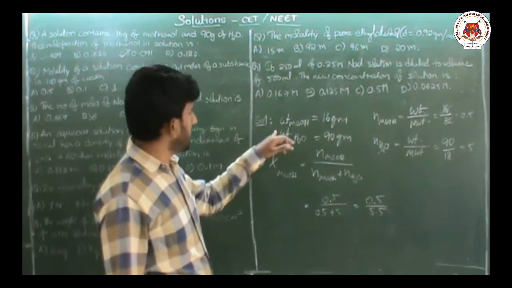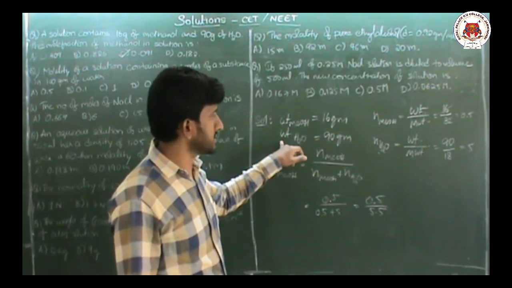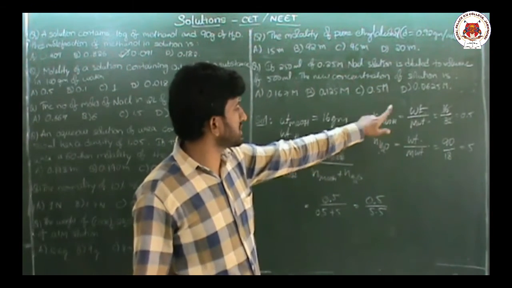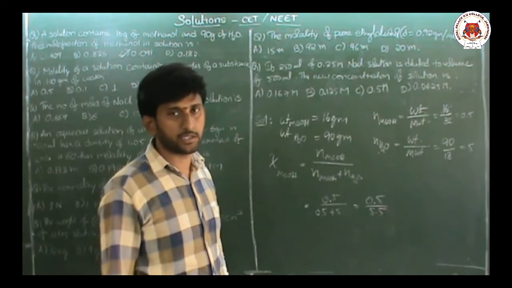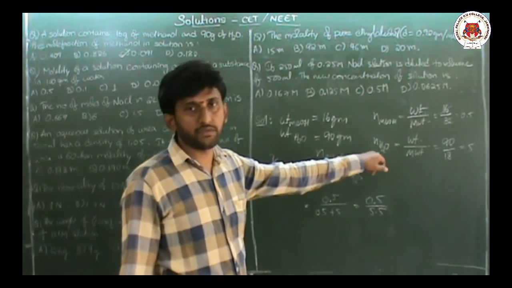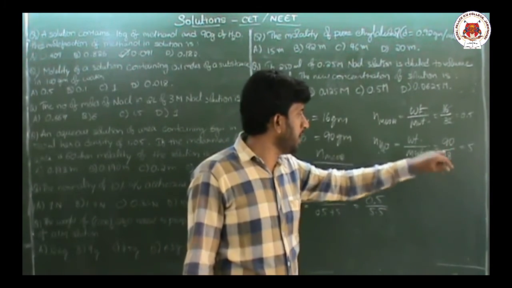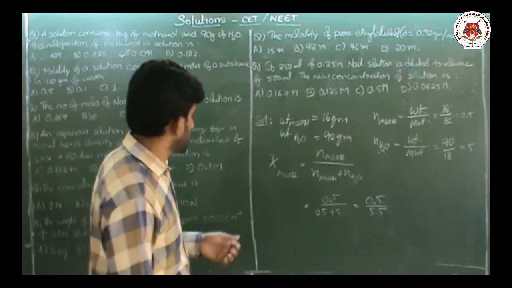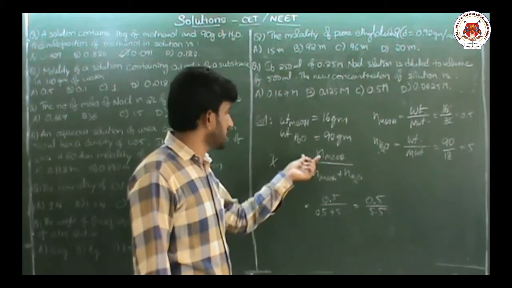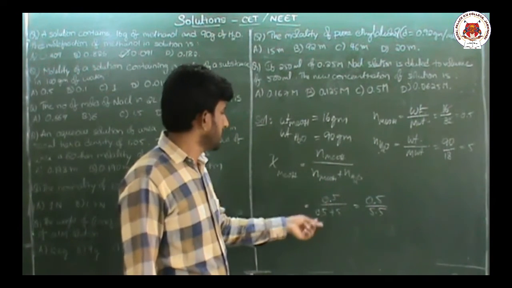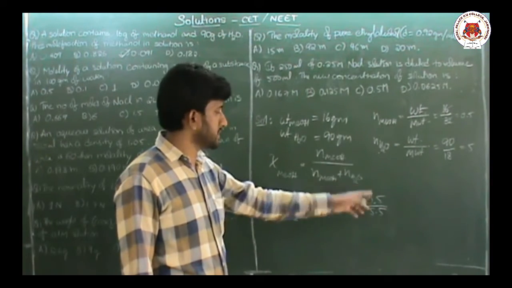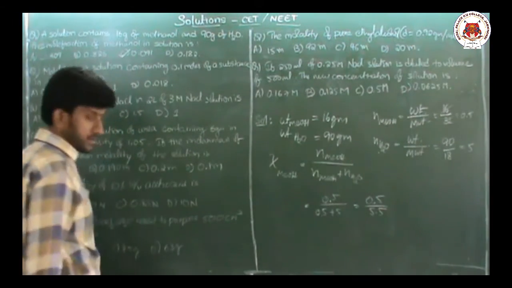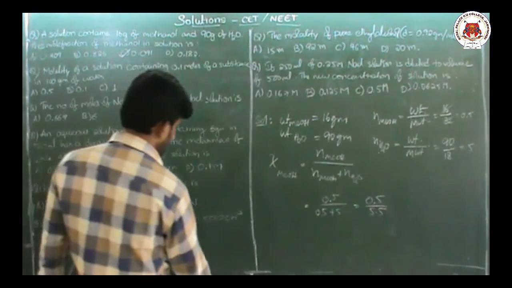So first, weight of methyl alcohol is given and weight of water is given. From that we are calculating the number of moles. Number of moles of methanol is 16 by 32, molecular weight of methanol being 32. Number of moles of water is weight by molecular weight, that is 90 by 18, which is 5. So what is the mole fraction of methanol? Number of moles of methanol by total number of moles: 0.5 by 0.5 plus 5, that means 5 by 55. So the answer is 0.091.